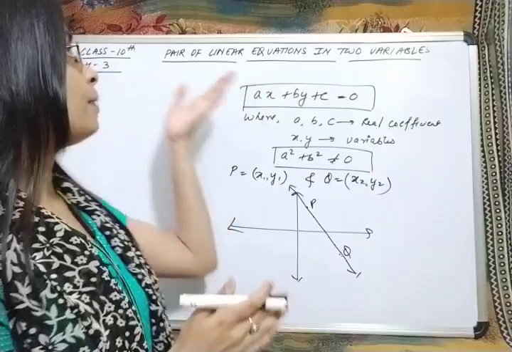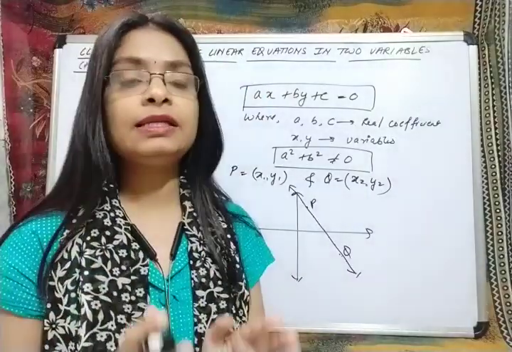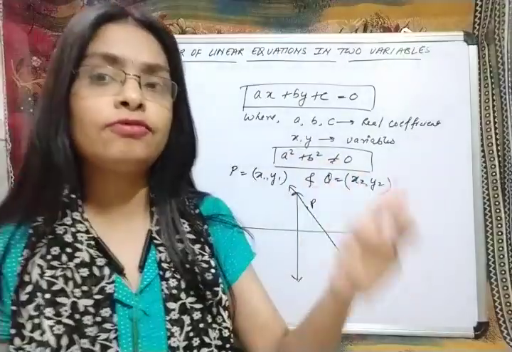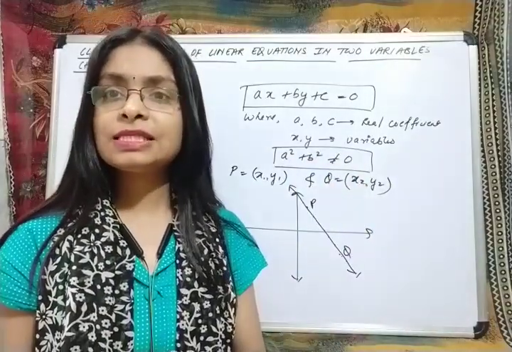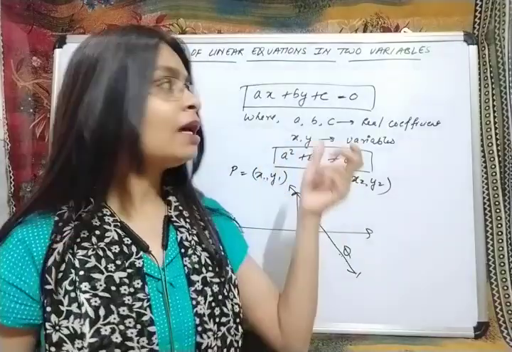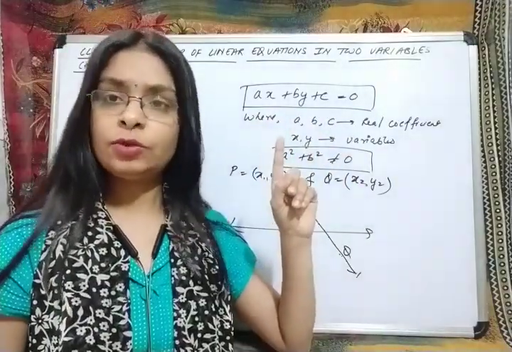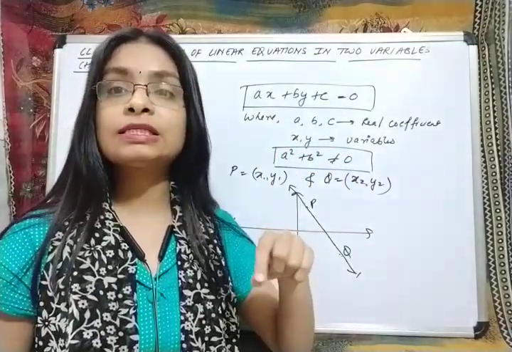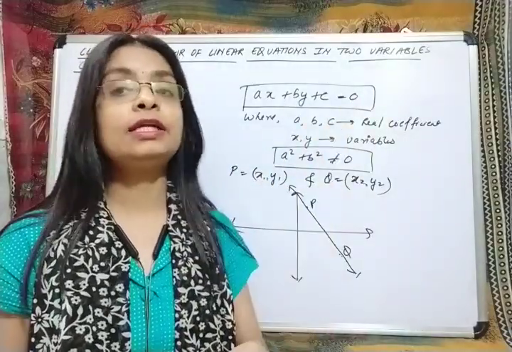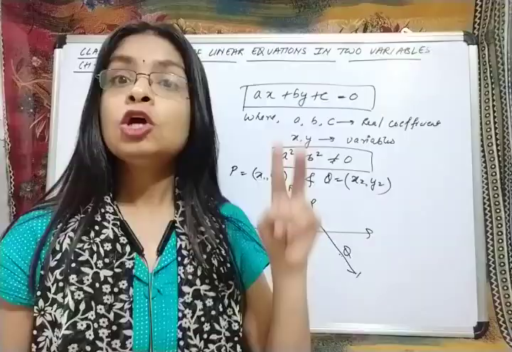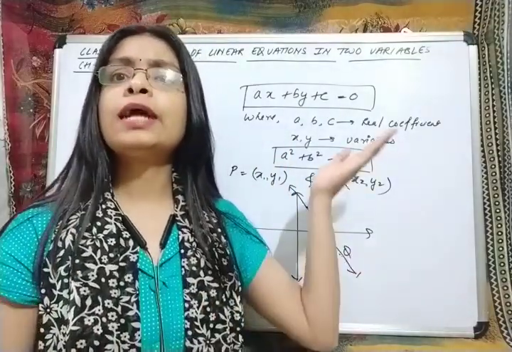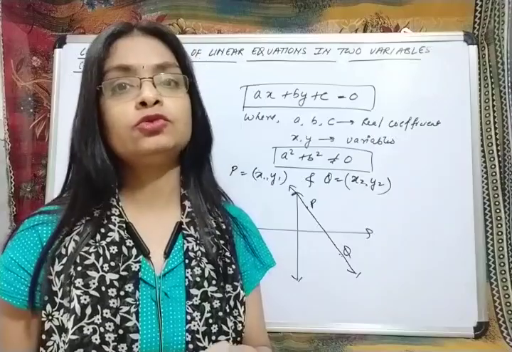Now here our topic is pair of linear equations in two variables. One more term is there, pair. What does this pair mean? Pair means two. We were discussing only one linear equation at a time. Now here we will discuss two linear equations at a time. That is, a pair of linear equations in two variables means two linear equations in two variables taken together.